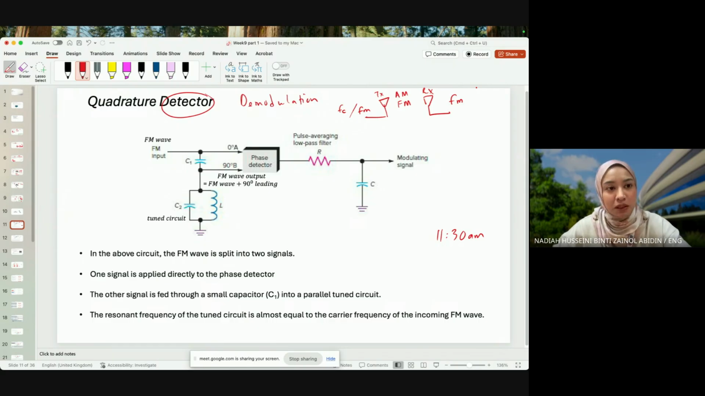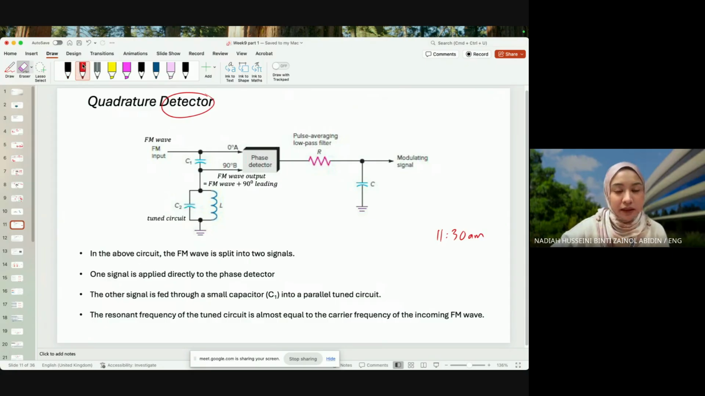Why? Because FM is where the signal is, the signal that we want. FC is just a carrier. It helps to transmit the signal that we want to send. So detector means to demodulate or to detect the FM, the message signal. So hope everyone understands this part at least.